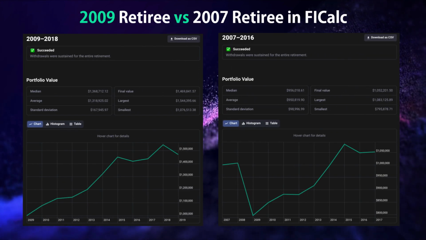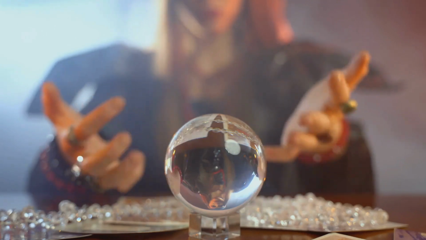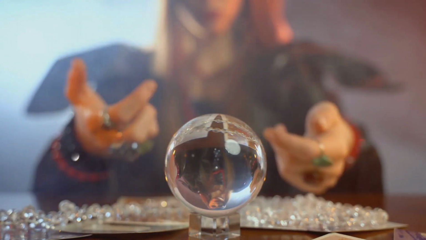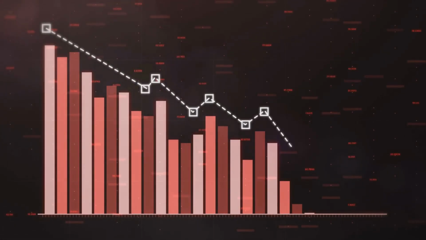Interestingly, if the 2007 retiree had deferred retirement by just 2 years, and retired in 2009 instead, the difference in portfolio balance would have been $420,000, in favor of the 2009 retiree. This shows the significant impact of timing your retirement, in relation to market cycles. Of course, the 2007 retiree couldn't have foreseen the global financial crisis looming in 2008.